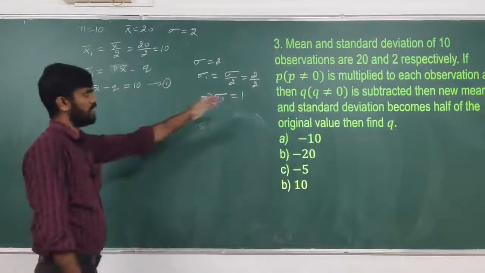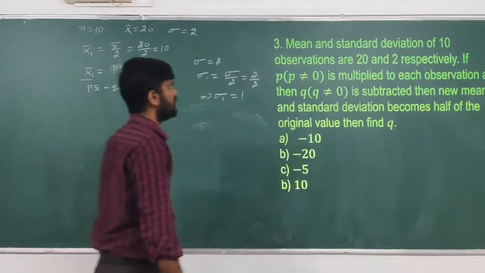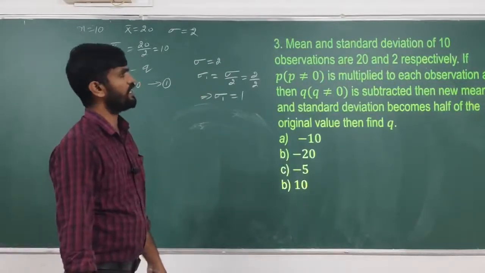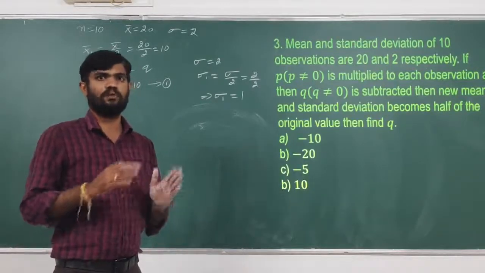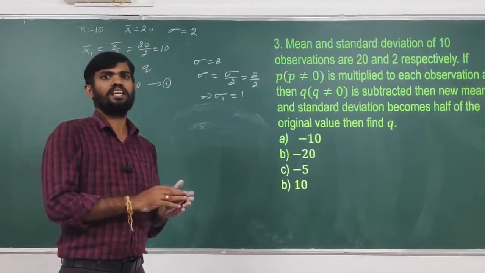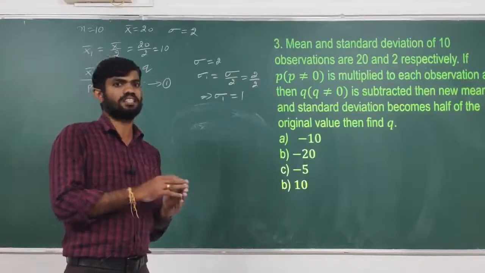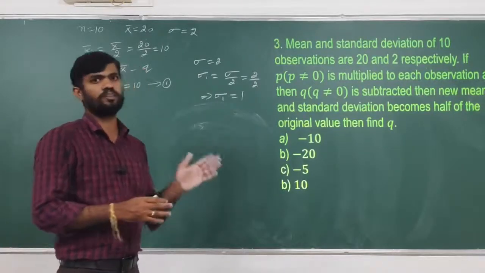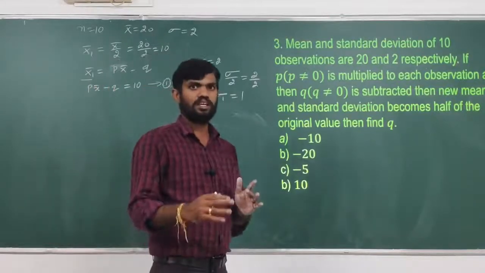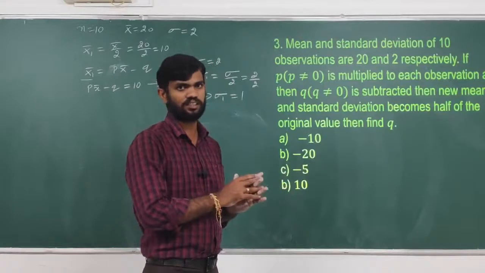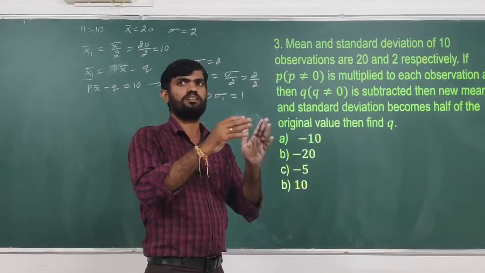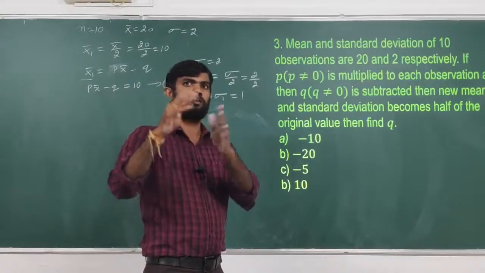And also some conditions are given, which we have to check. What they are given: each observation is multiplied by p and subtracted by q. For standard deviation, if we add or subtract a constant from each observation, nothing changes in the standard deviation. When we multiply, the new standard deviation is obtained by multiplying the original standard deviation by the modulus of that constant.